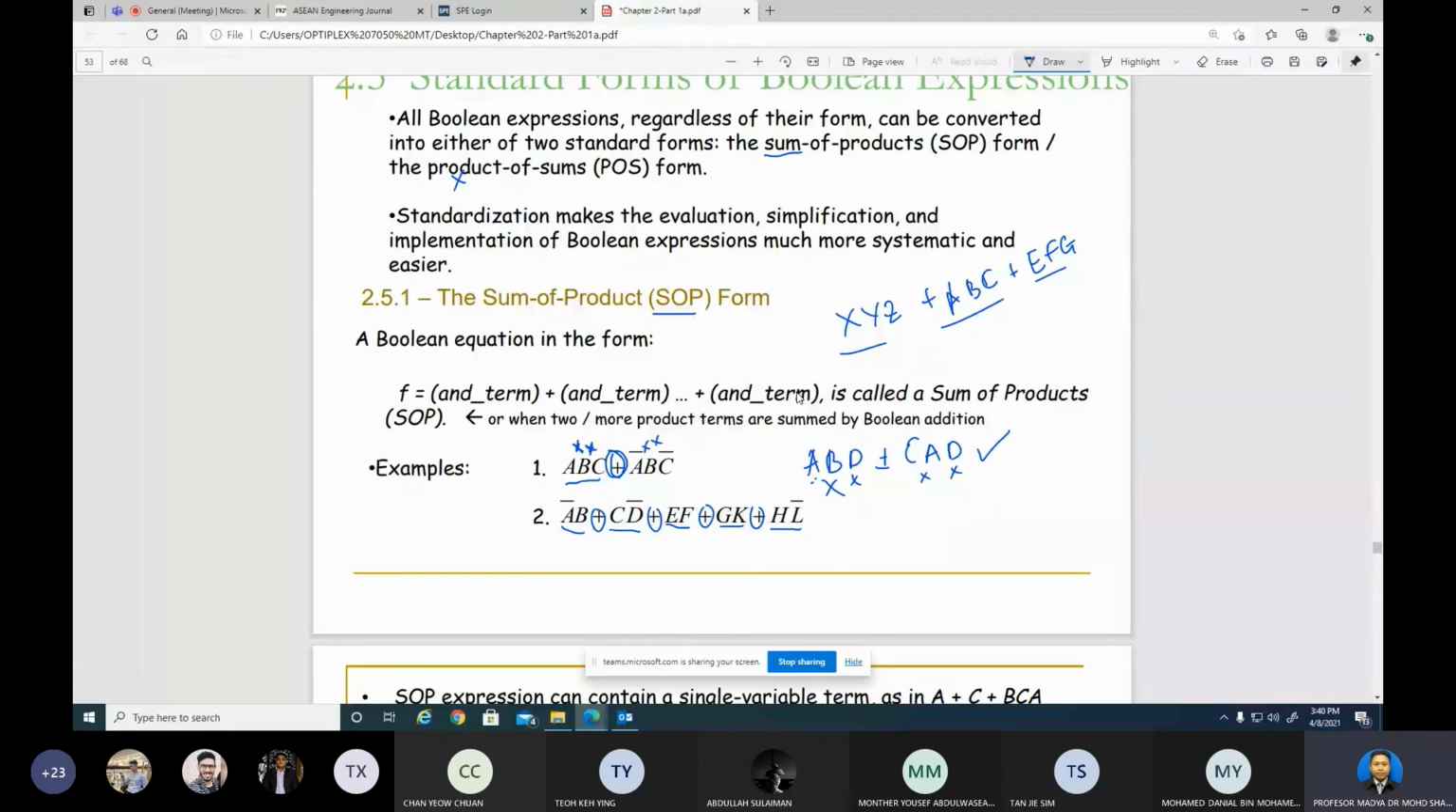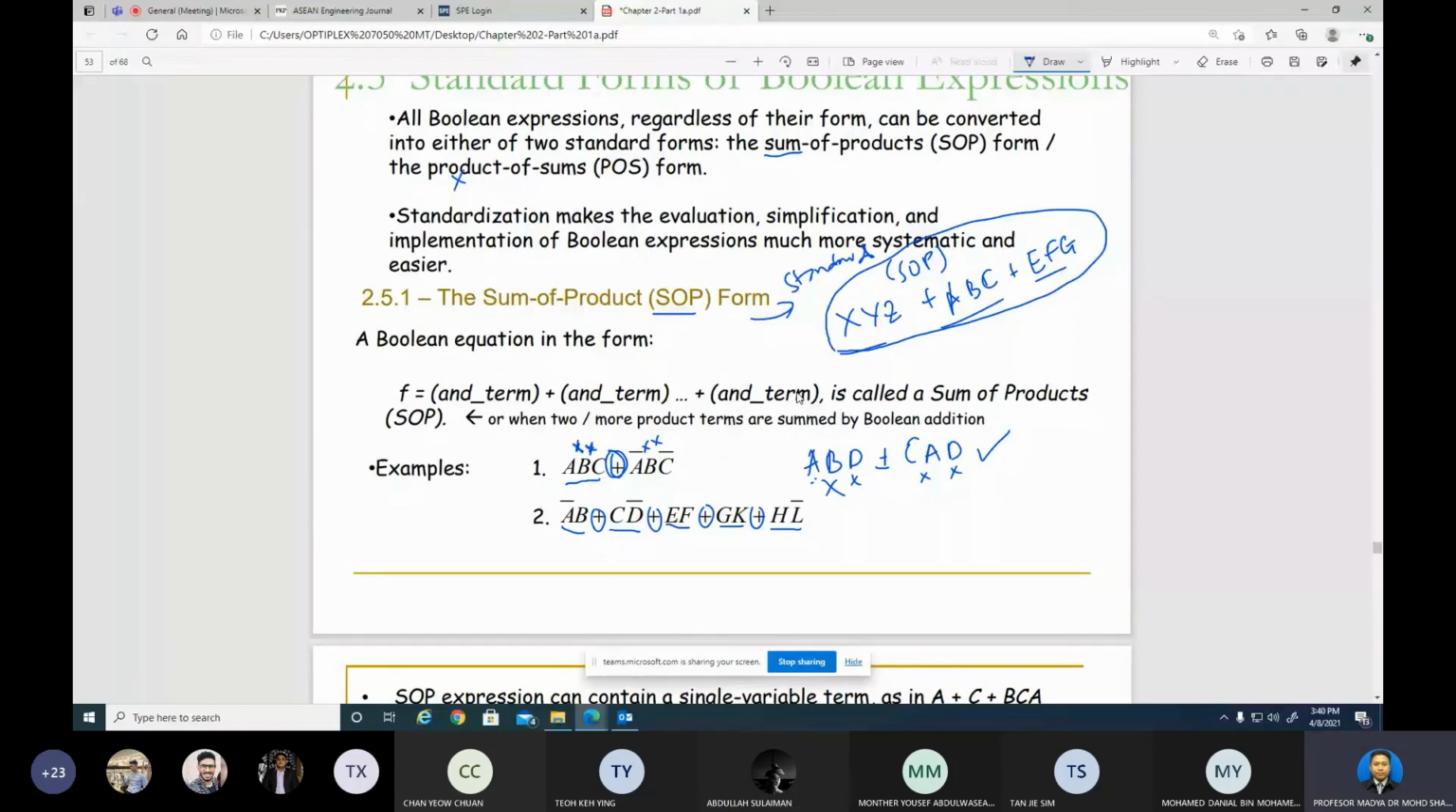This one we call the SOP form. But this one is not a standard SOP, it's not the standard form. Actually we have another one we call the standard. This is the SOP form, but it's not the standard. So I will explain what the standard SOP form is.